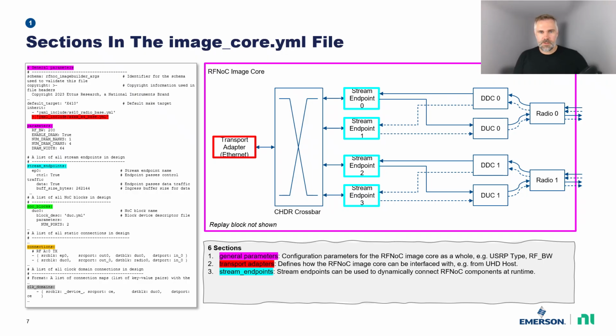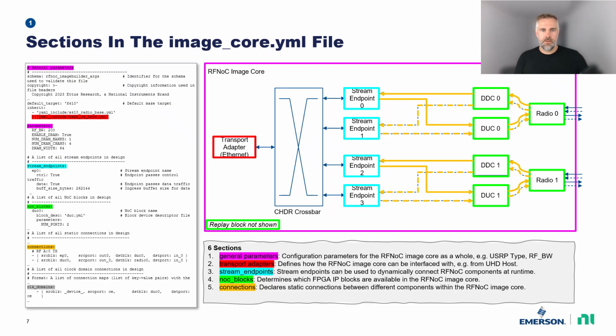The stream endpoints section lists all the stream endpoints that can be used to reconnect RFNoC components dynamically at runtime from the UHD host. The NoC block section instantiates the different FPGA IP blocks in the FPGA design. The connections section defines all static connections between NoC blocks, and these connections cannot be changed at runtime. Finally, in the clock domain section, all required FPGA clock sources are connected to the different NoC blocks. Now, let's have a closer look into each of these sections.